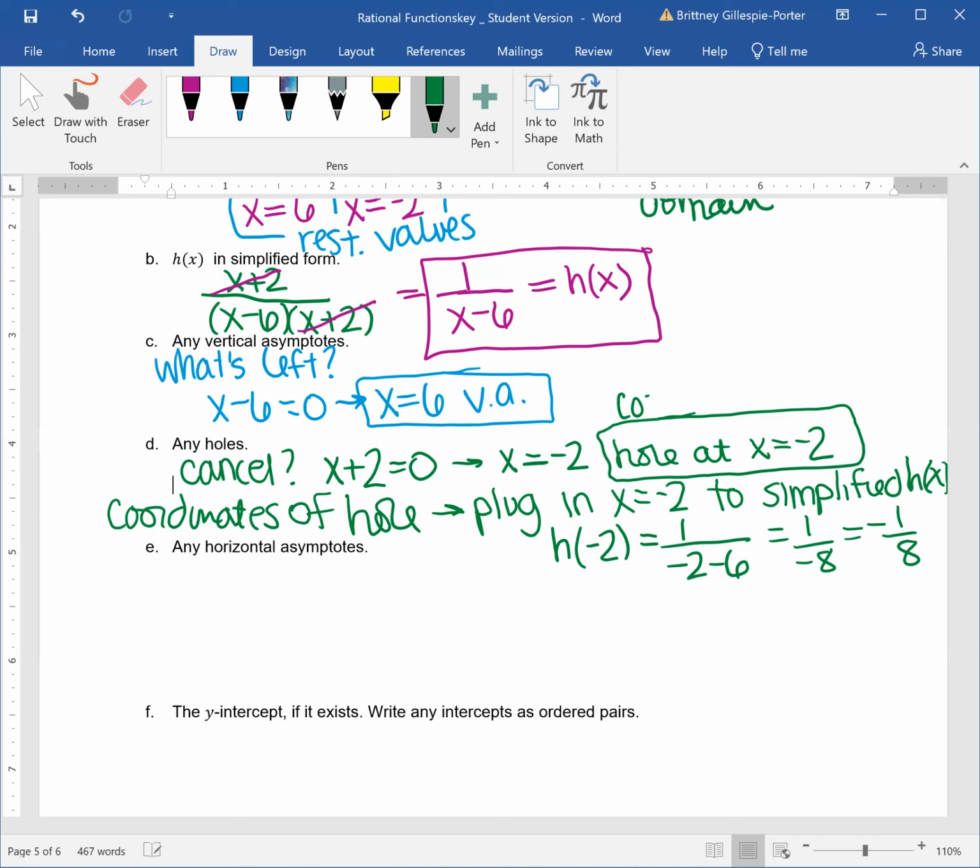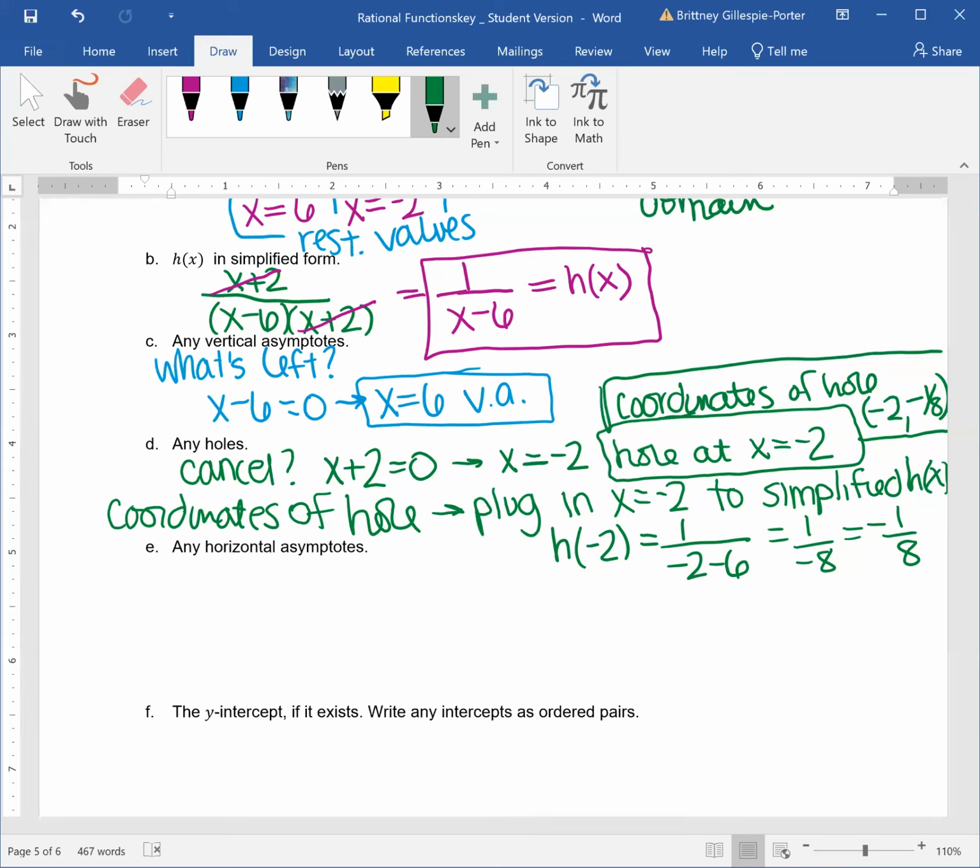So if it just asks us where the hole is and what's the x value, we would say at negative 2. But the coordinates of the hole are at the ordered pair negative 2, that was our x value, negative 1/8, which was the y value we got out.